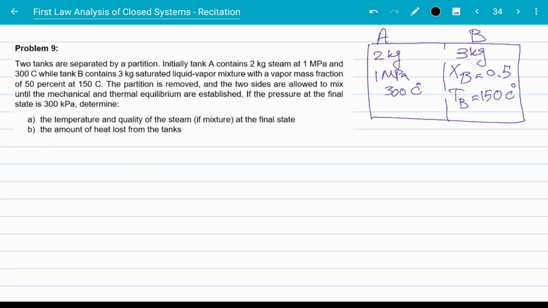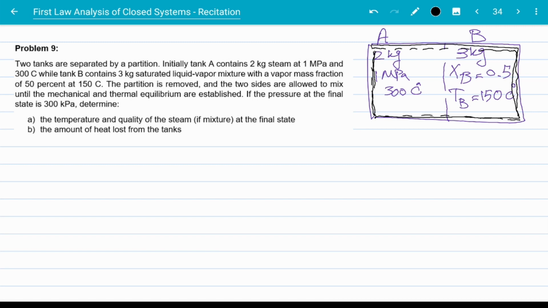Something that we need to pay attention to is that this problem, I know that there are two different tanks, but the final state where the partition is removed, the entire tank is our system, right? So in order to bypass some confusion and some difficulty with the calculations, I'm going to assume that the system, even at the beginning, is the entirety of the tank. So my system is the combined area of tanks A and B.